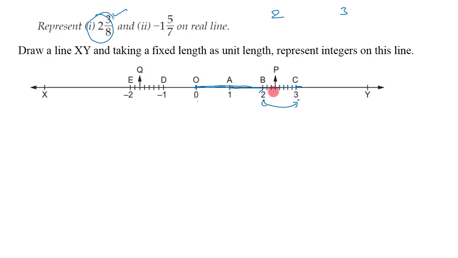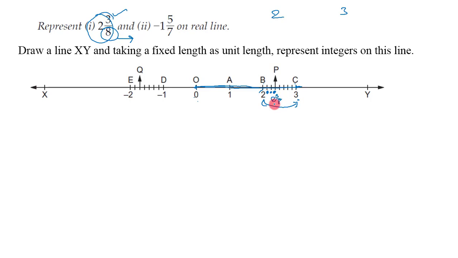So the place between the point B and point C should be divided into 8 equal parts. Why do we need to divide into 8 equal parts? Because the denominator of this fraction is 8. And dividing into 8 equal parts, this first part is represented as 2 whole 1 by 8. The second point represents 2 whole 2 by 8. And the third point P represents 2 whole 3 by 8.